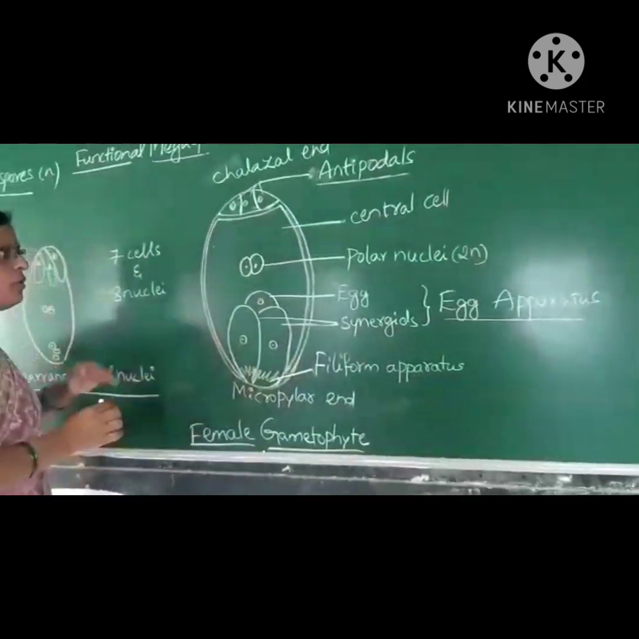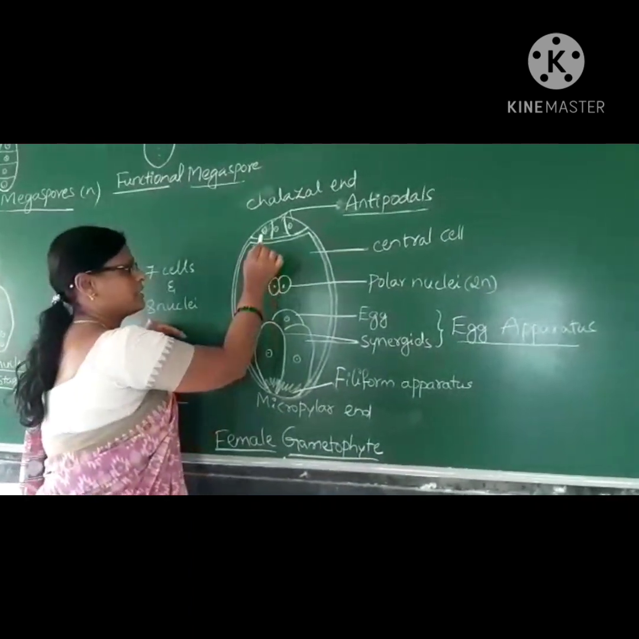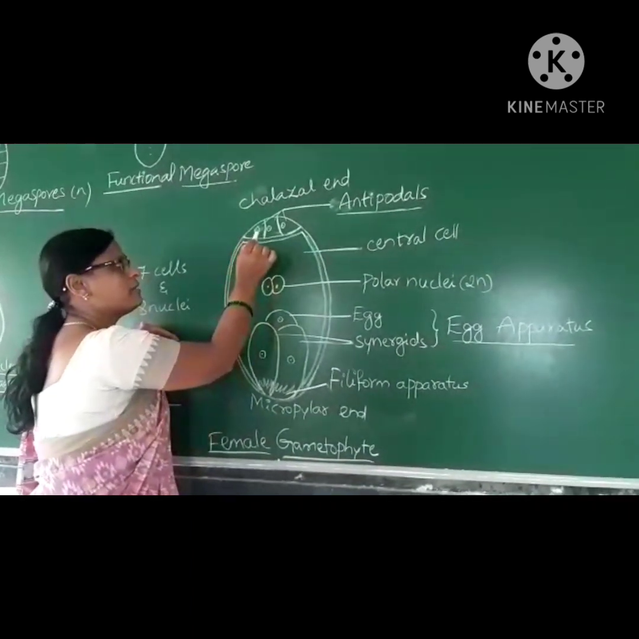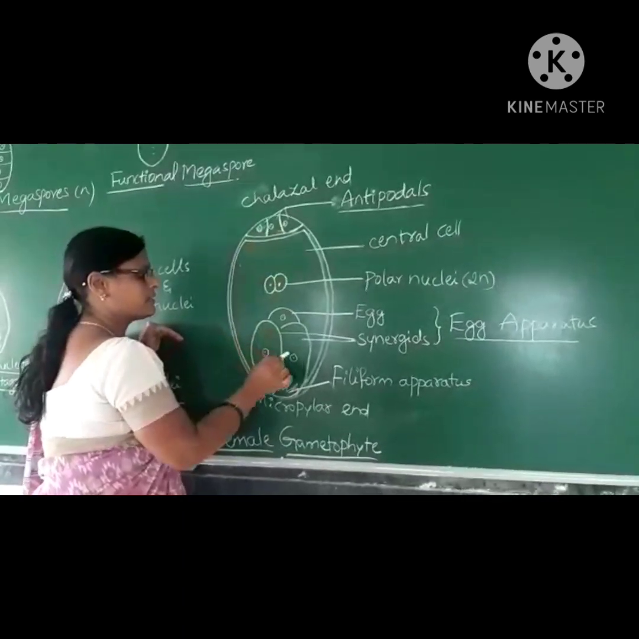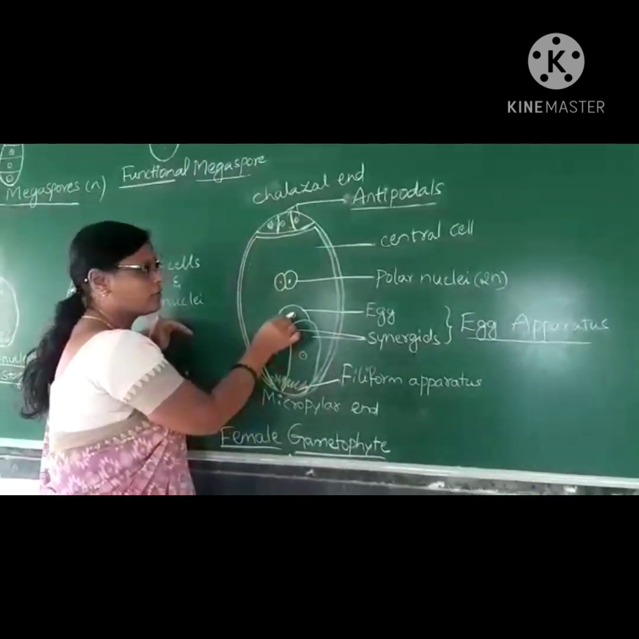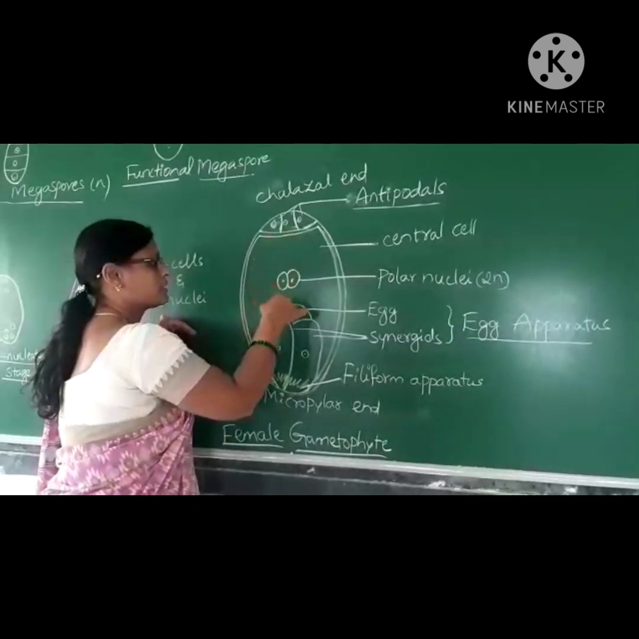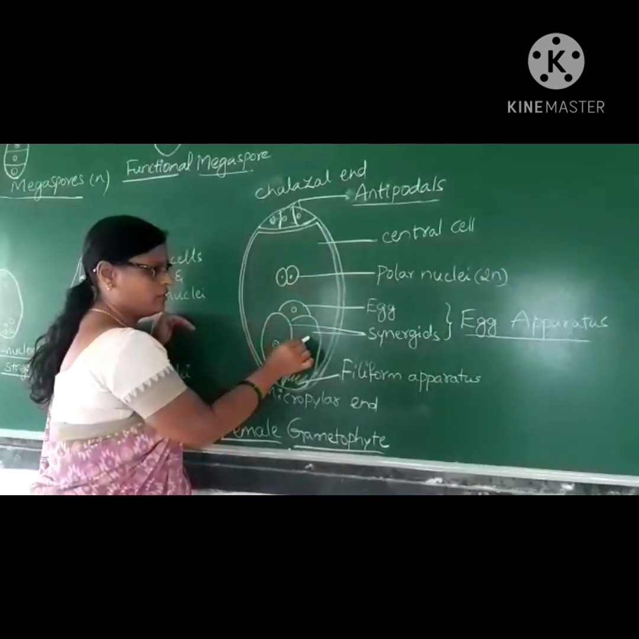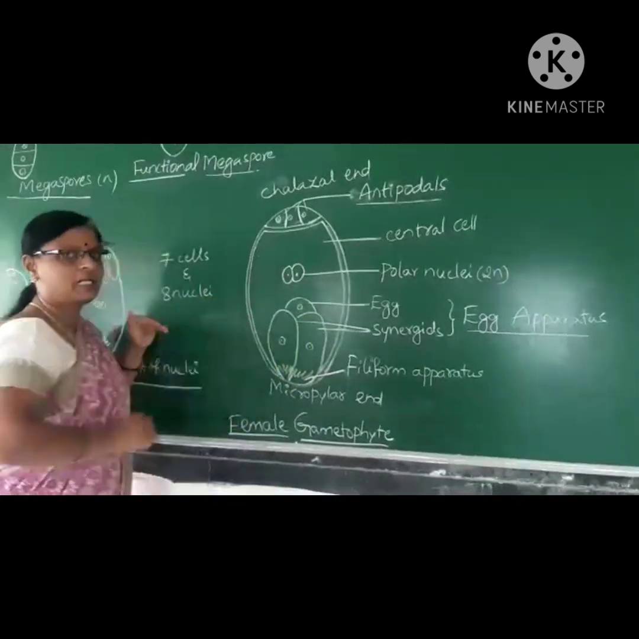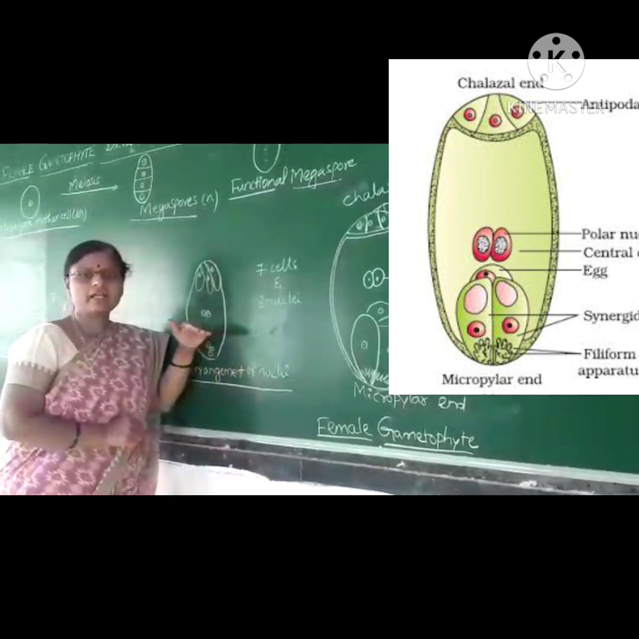Hope you come to know the 7 cells and 8 nucleate stage. If you count the nuclei: 1, 2, 3, 4, 5, 6, 7, 8. 8 nuclei are there. Cells: 1, 2, 3, the central cell is the 4th one, 5th, 6th, 7th. So the completely developed female gametophyte consists of 7 cells and 8 nuclei.